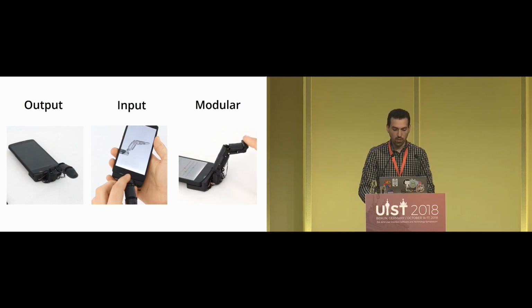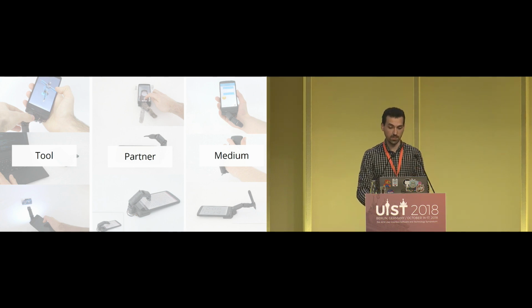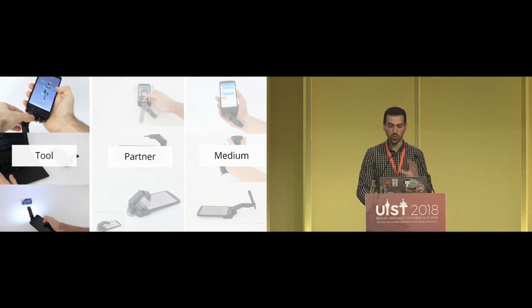So now that I talked briefly about what it's capable of, let's talk about the possible use cases of this device. We foresee three main use case categories: MobiLimb as a tool, as a partner, and as a medium. I'm going to explain that in a little bit of detail, starting with MobiLimb as a tool.